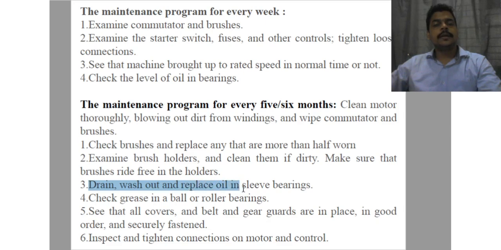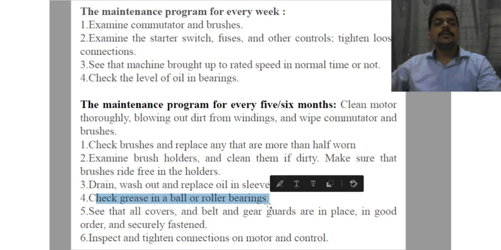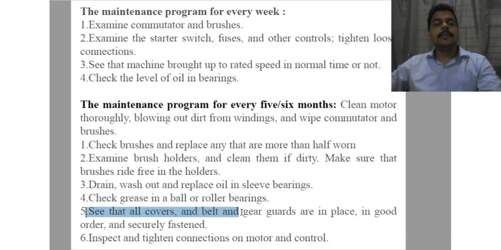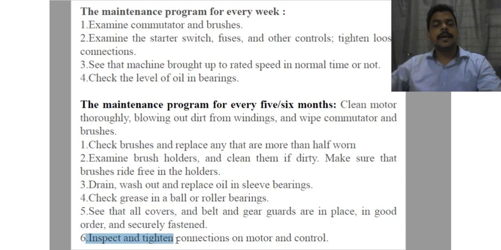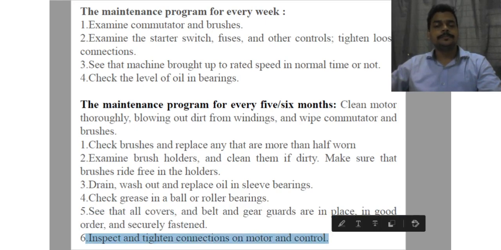Drain, wash out and replace the oil in the sleeve bearings. That we have to do after every 5 to 6 months. Check the grease in the ball or roller bearing. See that all covers and belt and gear guards are in place, in good order and securely fastened. And the last point is to inspect and tighten the connections on the motor and control.